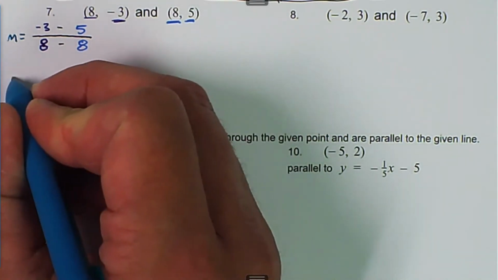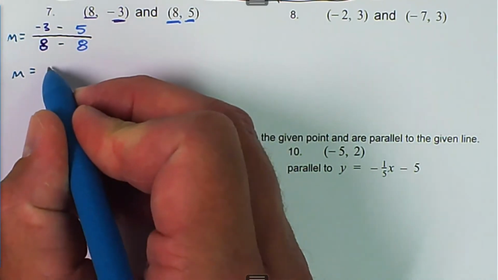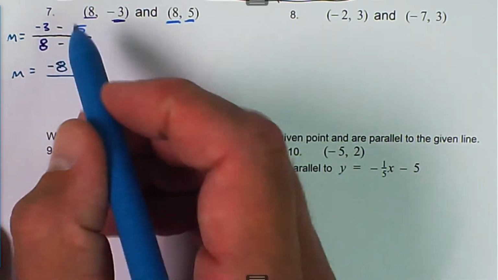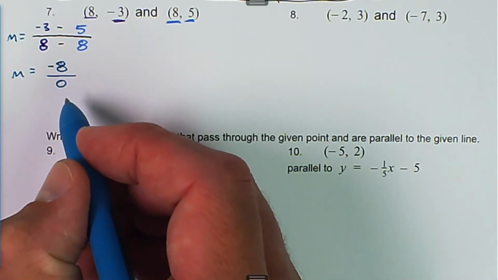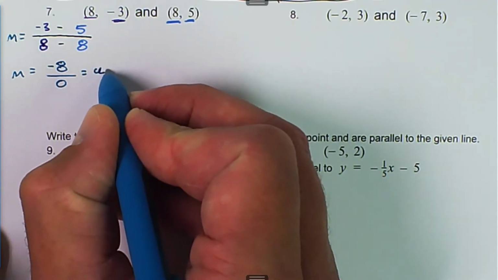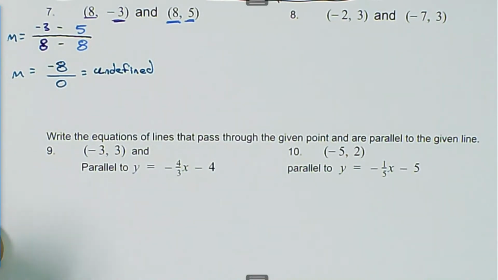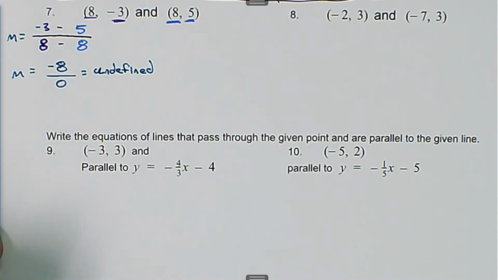So go ahead and do the operation in the numerator. -3 minus 5, that's going to be -8. Both are negative, so add and keep the sign. And then we have 8 minus 8, that is going to be 0. If you type that in your calculator, that's going to give you an undefined value. We can still write the equation of this line.